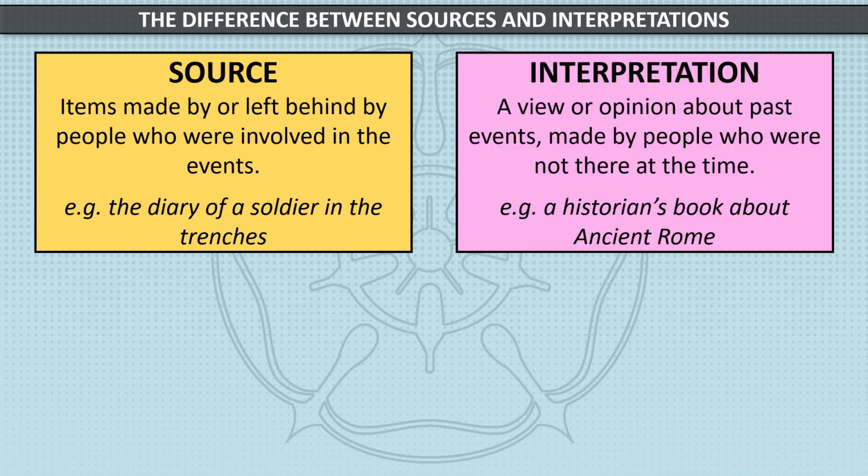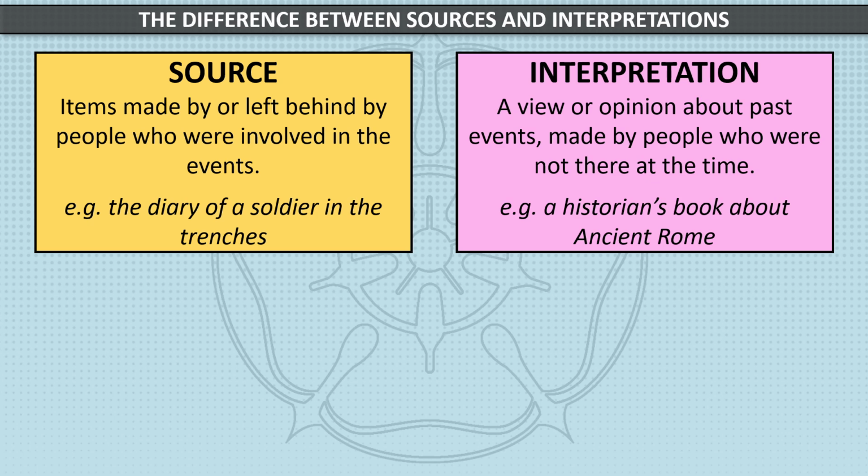An interpretation is not the same. An interpretation is someone's view or opinion about the past. It was made by someone who was not there at the time and did not take part in the events. For example, a historian might write a book about ancient Rome, or a movie director might make a film showing his view of the trenches, like the film Warhorse.